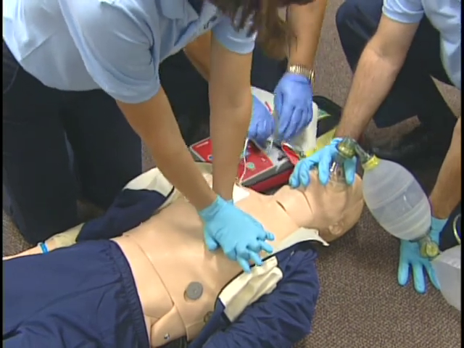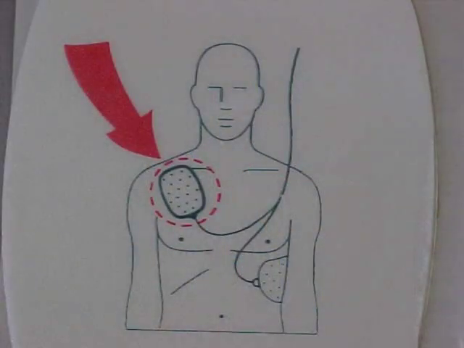Most electrodes include diagrams to show correct placement. Place one electrode to the right of the upper portion of the sternum below the clavicles. Place the other electrode over the ribs to the left of the nipple with the center in the mid-axillary line.